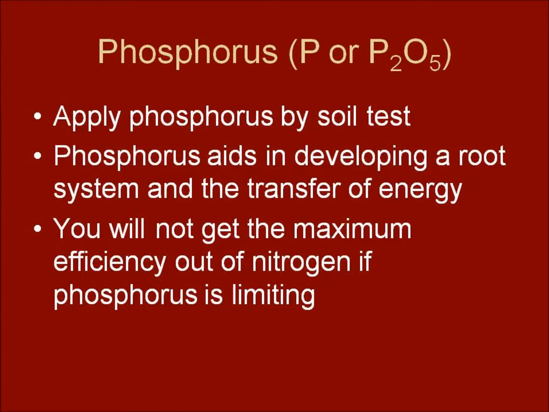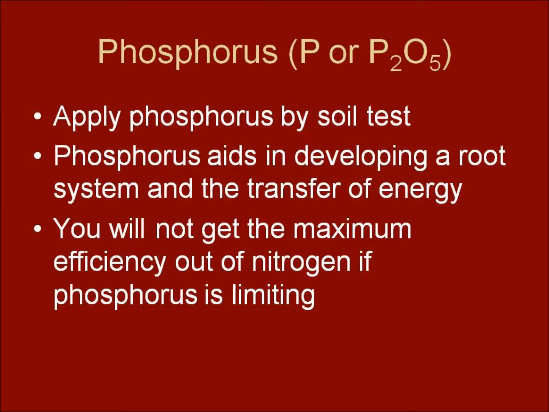Phosphorus, P2O5, is the second crucial element that's needed in the soil to grow any type of pasture grass or hay grass. Again, we need to check that soil test to know exactly how much phosphorus we need to apply. What phosphorus does is it aids in developing the root system and the transfer of energy within the plant, and we get the maximum efficiency out of our nitrogen only if the phosphorus is there in the amounts that are needed, because this is again essential in the transfer of energy.